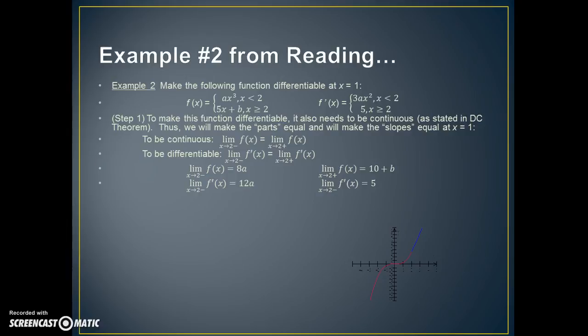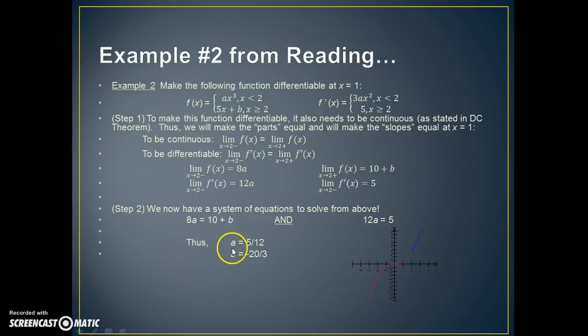Doing the same with our derivatives, we need the slopes to match as well. We plug in x is equal to 2, and we get 12a for the left piece, and we get 5 for our right piece. And as you notice, we have a system of equations that we can then solve. We notice that 8a has to be equal to 10 plus b in order for the function to be continuous, and 12a has to equal 5 for the function to be differentiable. This means, of course, that a is equal to 5 over 12. Plugging that into the first equation, we can then find out that b is equal to negative 20/3.